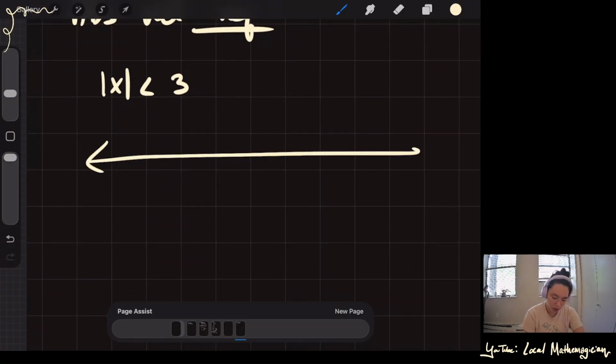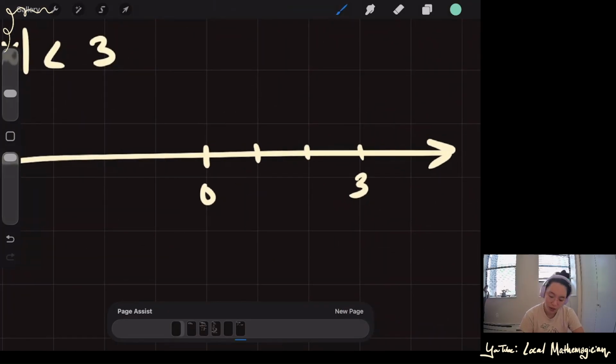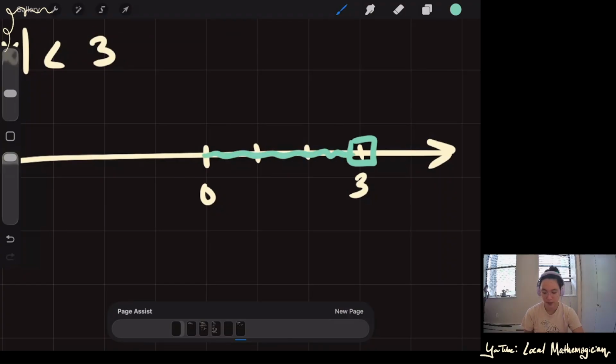We want all points, all values that are at a distance less than 3. So if we go 0, 1, 2, 3, like this, we want an open circle. And anything between here and here is fair game, so go like that, because all of these numbers are at a distance of less than 3 from 0, okay?